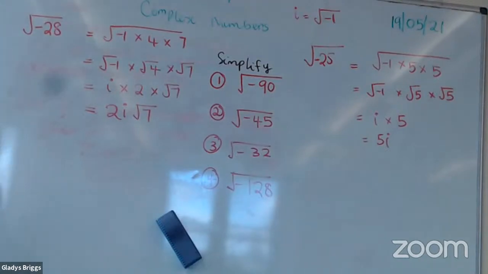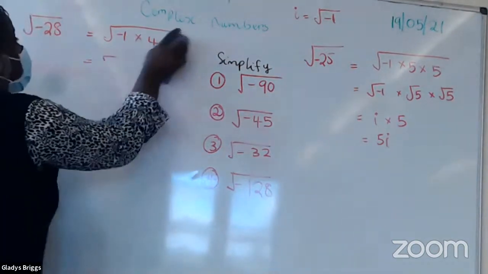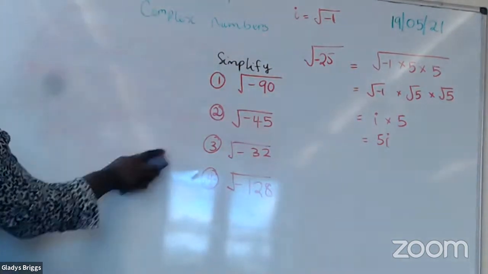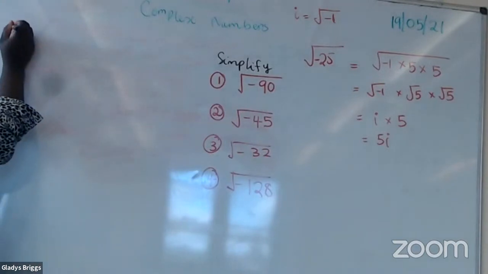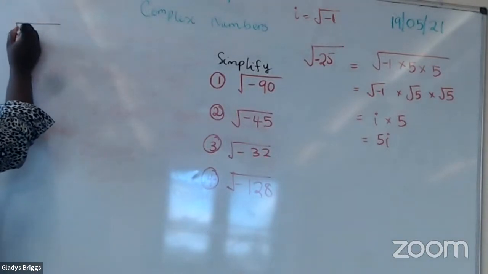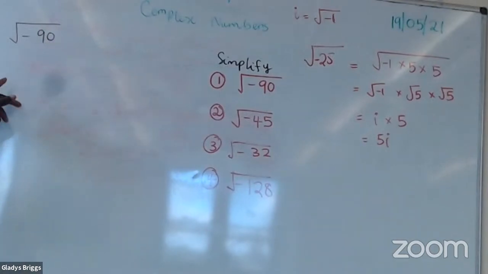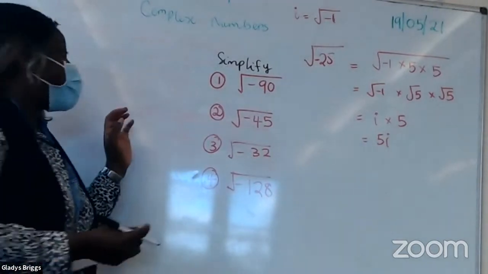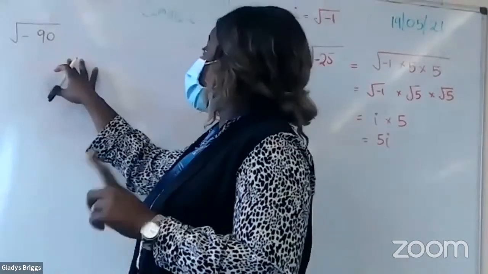Okay, so let's have a look. Oh my goodness, my body is all of a sudden so red and so bad. Okay, so the first one, which is the square root of negative 90. Now, when you're doing this, you should be thinking about square numbers.